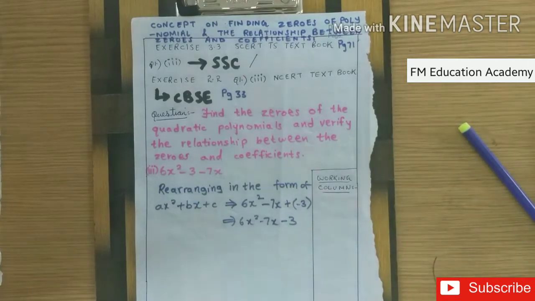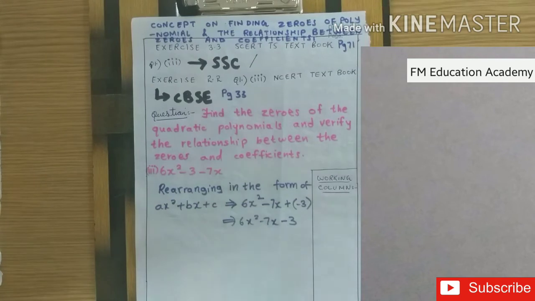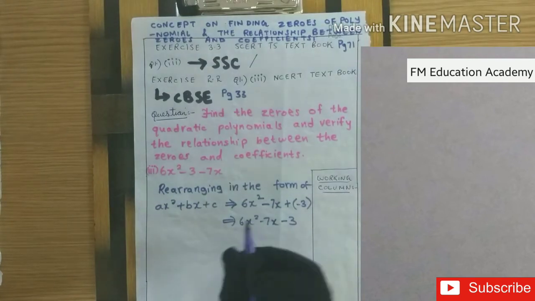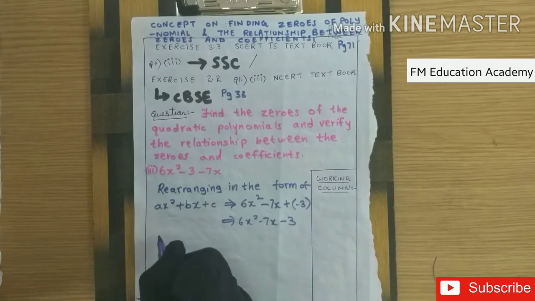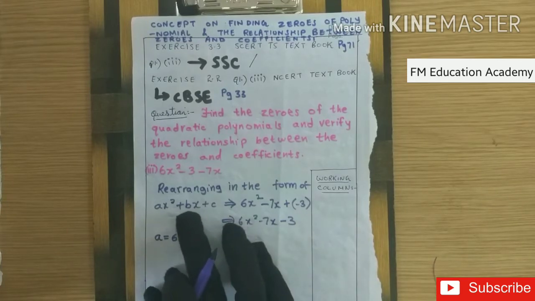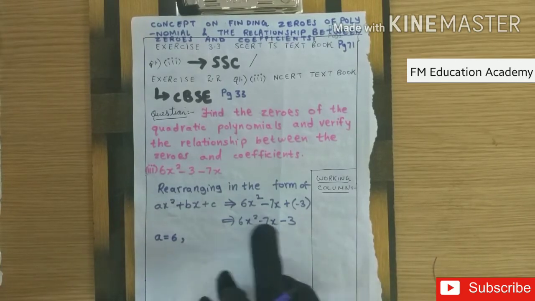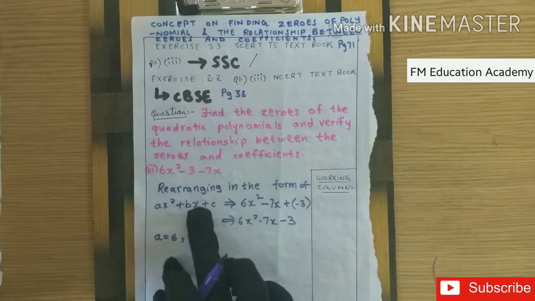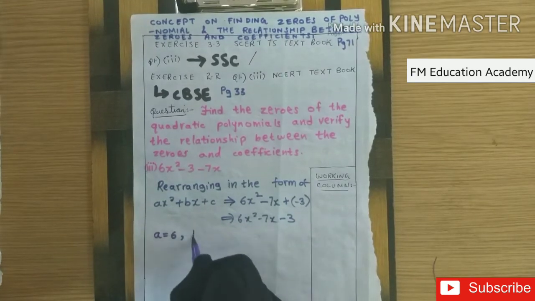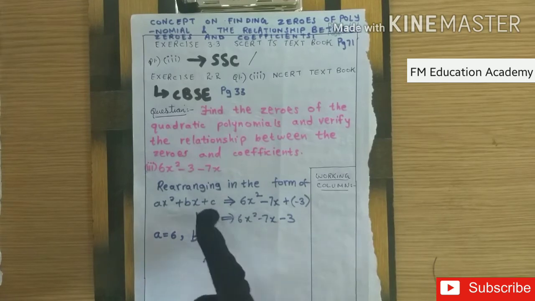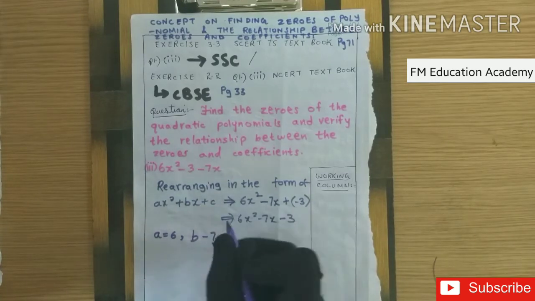So from this polynomial I will write what is my a term, b term and c term, from the question. If I compare this ax square with 6x square, the a term is 6. So a is equal to 6. What is the b term if I compare? bx with minus 7x. Here the coefficient of x is b, and here the coefficient of x is minus 7. So on comparing bx and minus 7x, I am getting b is minus 7. Similarly, c is minus 3.